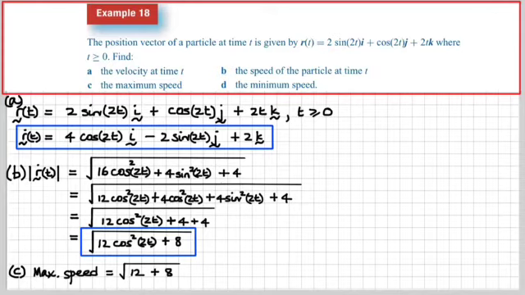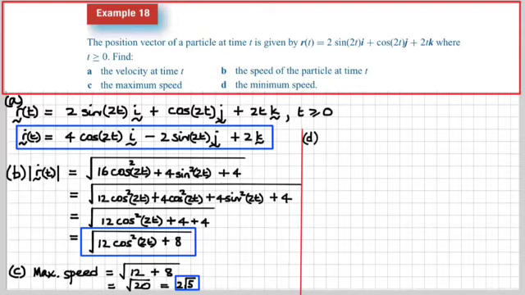Now, the maximum speed, of course, ladies and gentlemen, this is a cos squared thingy. So it can never be negative, but the maximum speed would occur when this thing equaled its maximum value, which would be 1 times 12. It gets you 12 plus 8, which would be root 20, which would be 2 root 5. Okay, that's got to be the maximum speed. Isn't that great? Don't you love it? I certainly do.